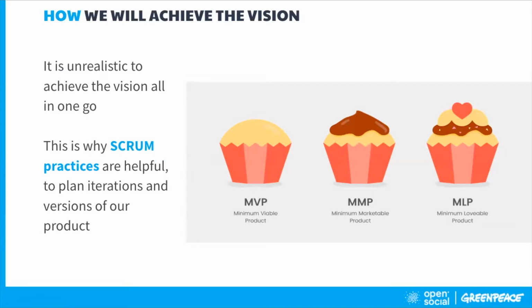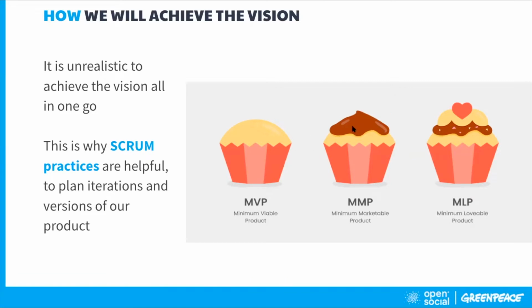It's very unrealistic to have it all in one go, and that's where Scrum helps, right? The example of the cupcake is pretty common to use. You start from a solid base, something that stands on the left, which is usually called MVP, or minimum viable product. That is the starting base, and then you start building on top of it, achieving a marketable product or a lovable product, and ideally getting closer and closer to a product that reflects your vision, so to say.